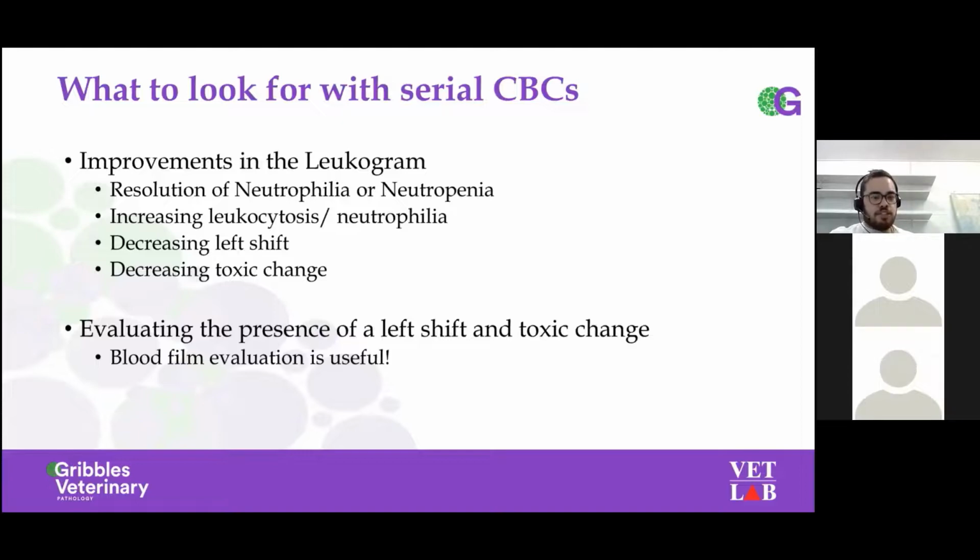A decrease in the degree of your left shift and a decrease in the amount of toxic change in your neutrophils are also signs that maybe your inflammatory picture is improving. And just to note that when you're evaluating a left shift in the presence of toxic change, you really need a blood film evaluation to do that. So blood film evaluation is very important in cases of inflammation.